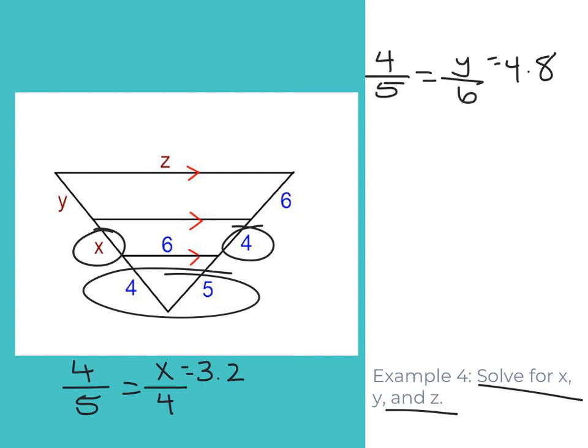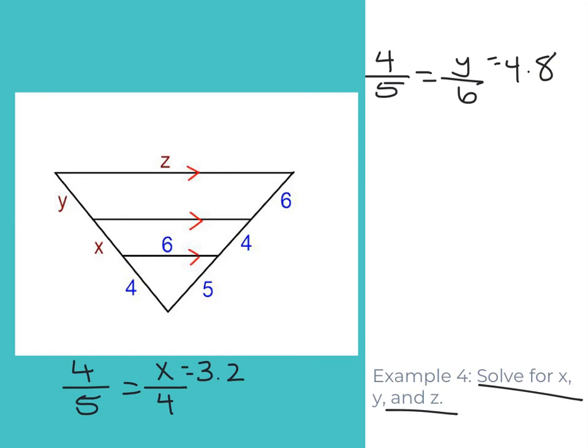Now when I look at z and 6, I can't say that 4 to 5 is the same as 6 to z, because 5 is just in one triangle, and 6 and z aren't being split. This shortcut only works on the sides that are being split by those parallel lines. It doesn't work for the parallel lines themselves.